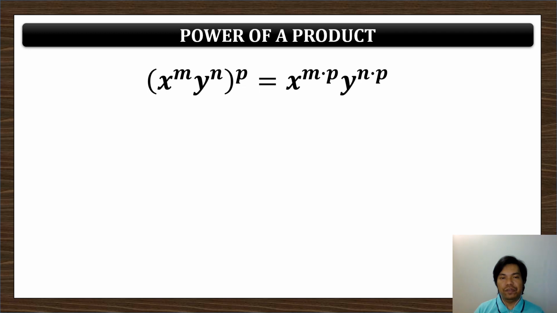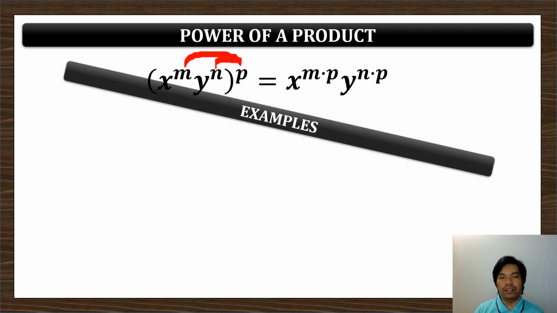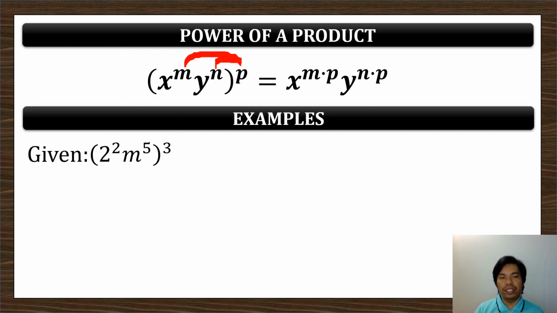Ngayon naman ay pag-uusapan natin ang next na law of exponent which is yung power of a product. Sa power of a product, we have here the form x raised to m times y raised to n quantity raised to p. So ang gagawin lang natin dito sa exponent na nasa labas which is yung p ay i-distribute natin siya dito sa exponent na nasa loob. So we have here x raised to m times p and then yung y naman natin we have here n times p. So for example, we have here 2 squared times m raised to 5 quantity cube.